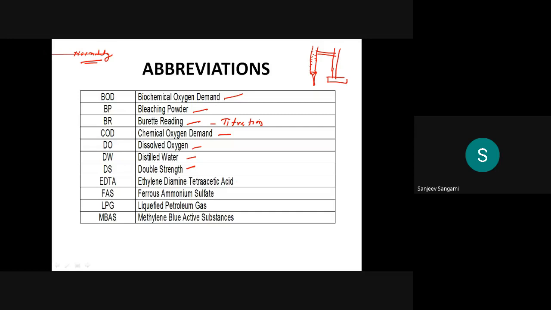Then EDTA, which is normally used as the titrant in the hardness experiment. This is also one chemical. Then FAS, this is also one chemical, that is ferrous ammonium sulfate. We use it in the preparation of the standard solutions in the iron experiment. FAS stands for ferrous ammonium sulfate. Then LPG you already know. Then MBAS, it is methylene blue active substances. Rarely will we use this terminology.